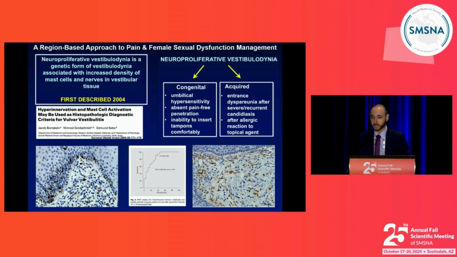Neuroproliferative vestibulodynia is a genetic predisposition where there is an increased density of mast cells in the tissue, specifically of the vestibule, shown here by those circular brown cells in the stain. And those mast cells release nerve growth factor. On the right side of the slide, we see the increased nerve density in the vestibule, and that's why these patients have such exquisite and sensitive pain.